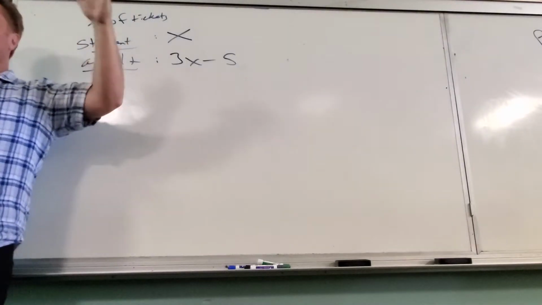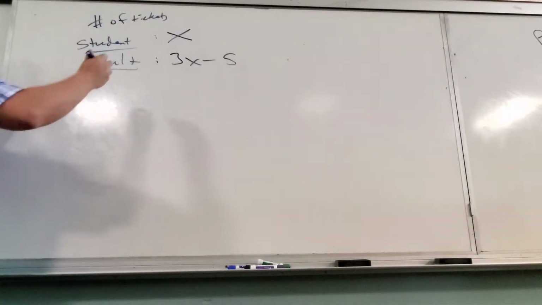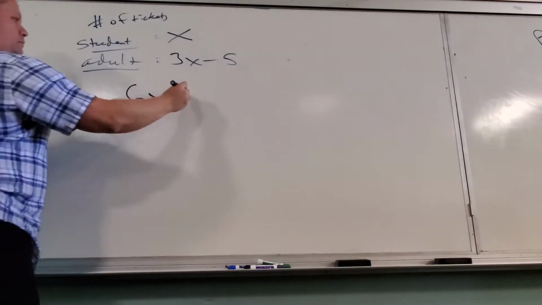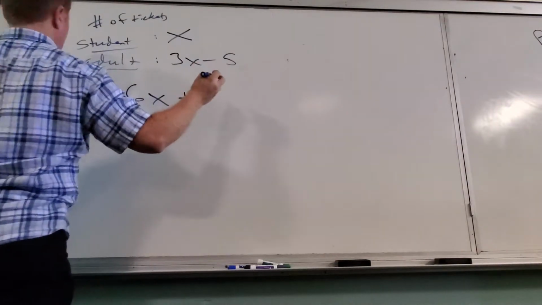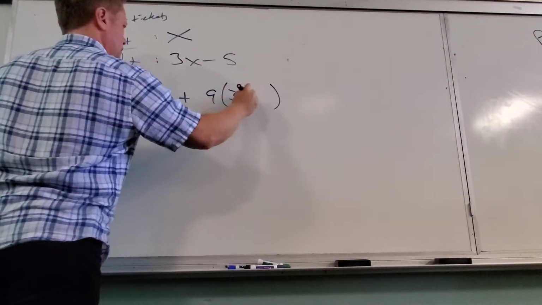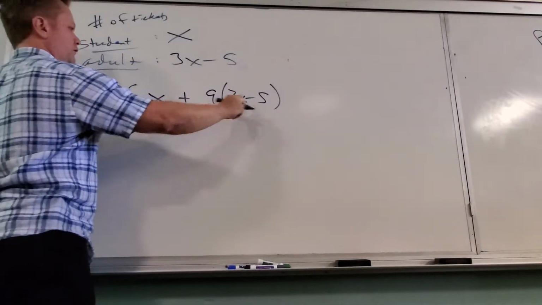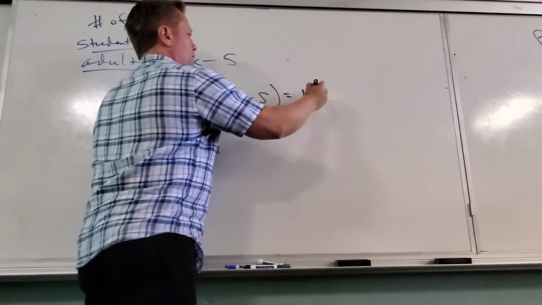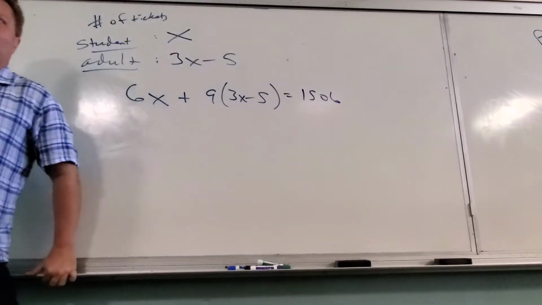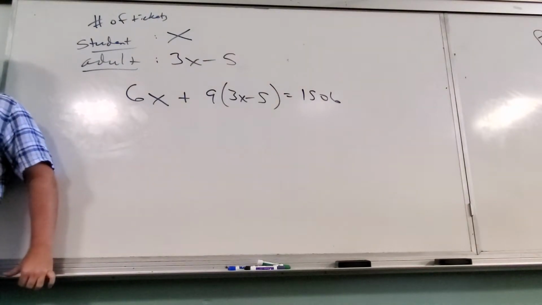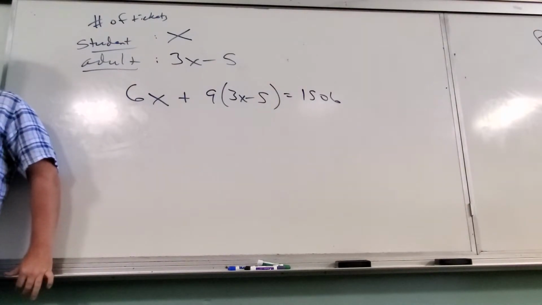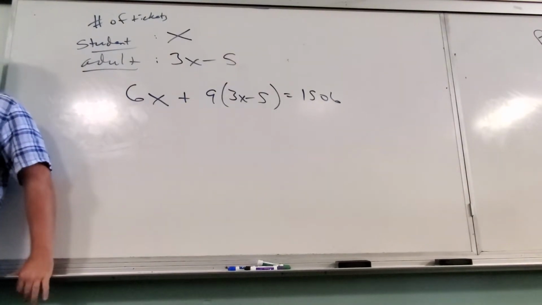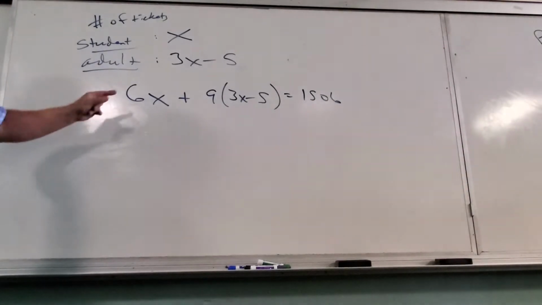They don't make any money, so we charge them $3 less. So 6 times for each student plus how much for each adult? $9 for each of these. So 6 for each of these plus 9 for each of these gives me money plus money equals even more money. More money, more problems.